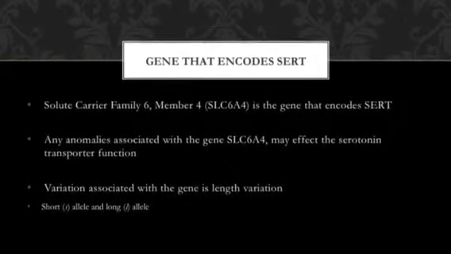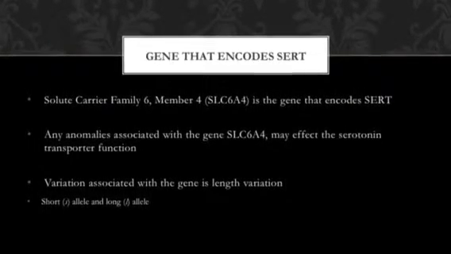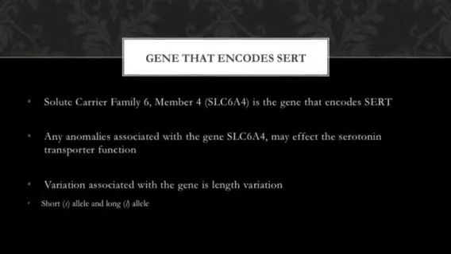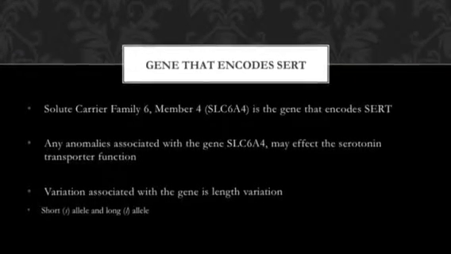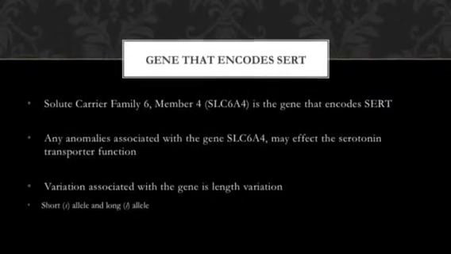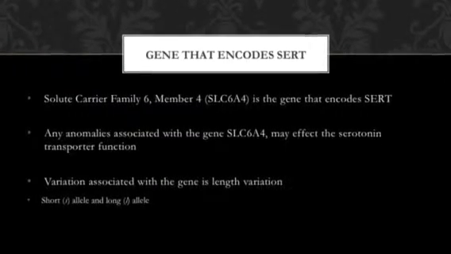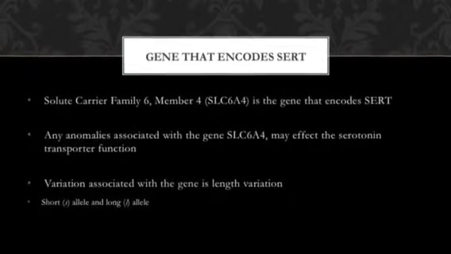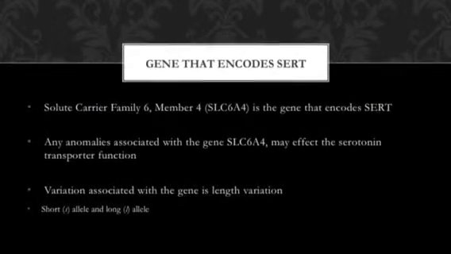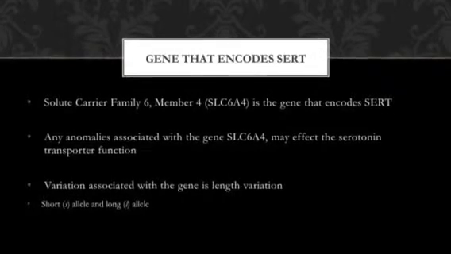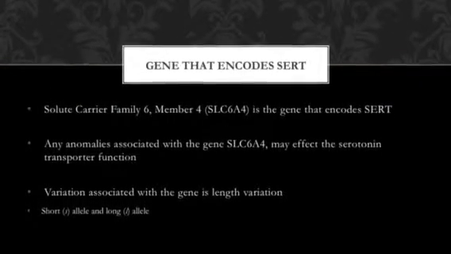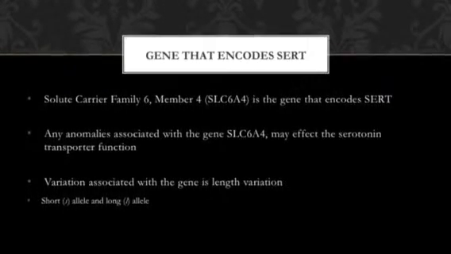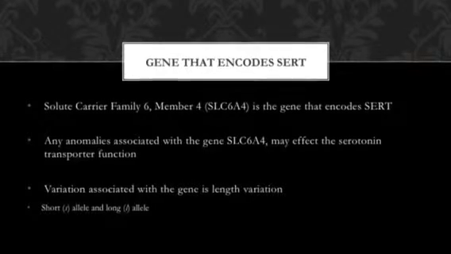So here are some facts about the SERT protein. The gene that encodes SERT is called solute carrier family 6 member 4. If there are any anomalies associated with that gene, it could cause changes to the serotonin transporter's functioning. There are two variations of the genotype, the short allele and the long allele. There's quite a bit of research done on the short allele versus the long allele, and whether or not those play a specific role in affective disorders.